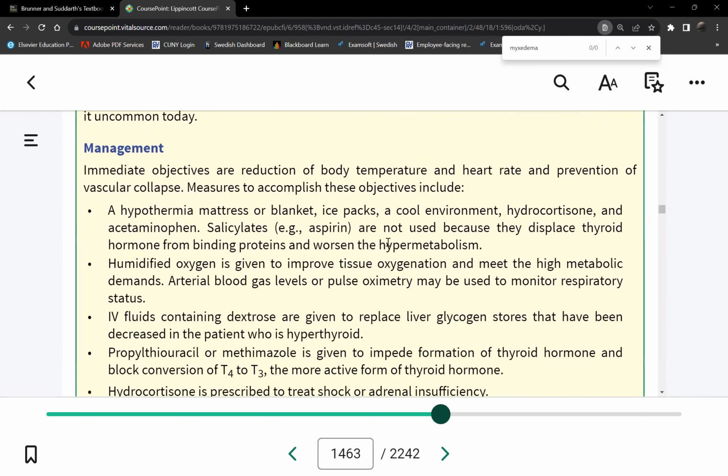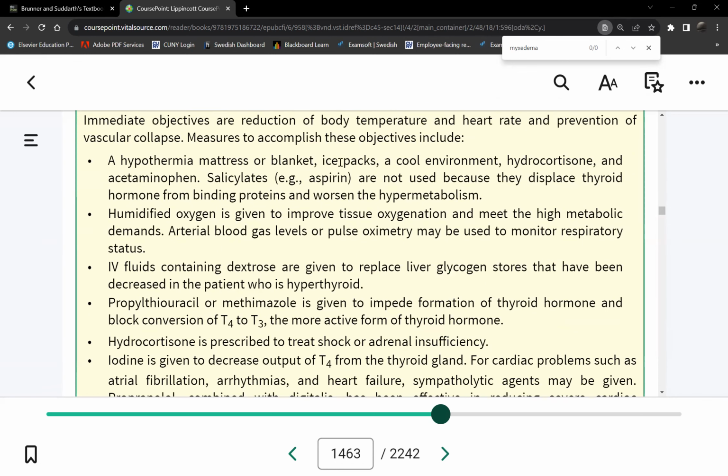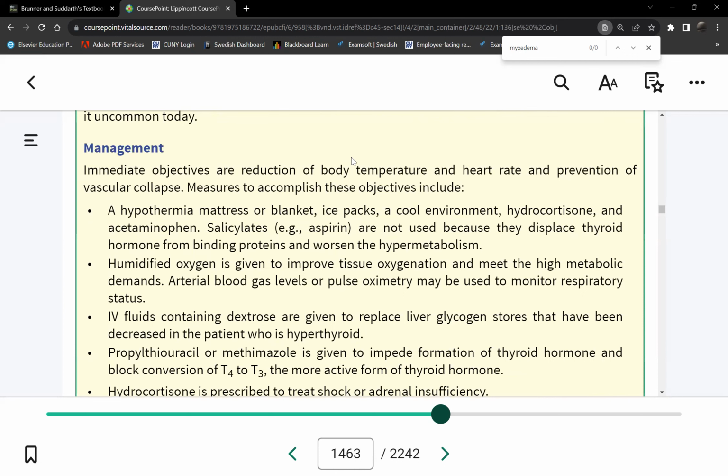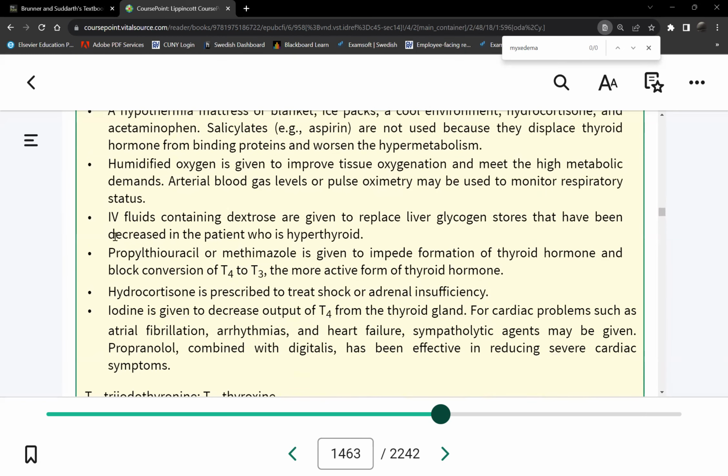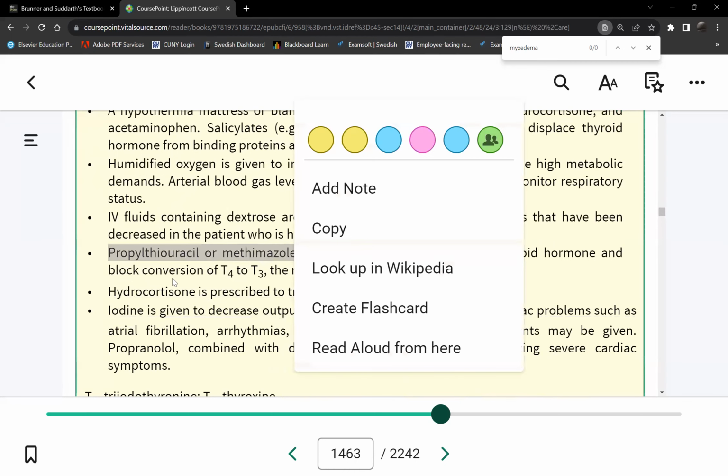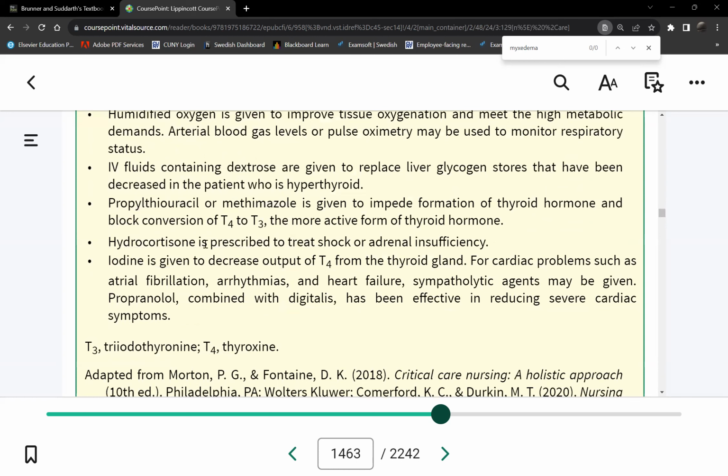So here's our management. This can also be used for prevention as well. You don't have to wait for thyroid storm to implement some of these. Like you can cool the patient down. You don't need the patient to be in thyroid storm for that. So oxygen, fluids. These are the 2 drugs. We'll get to the 2 drugs. There's a table later to see how they work.